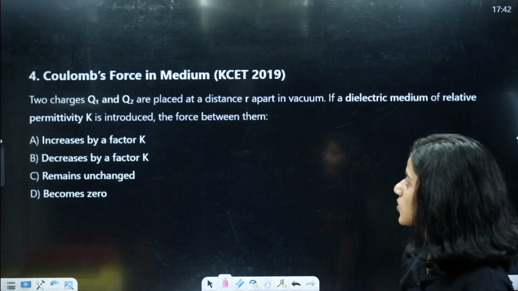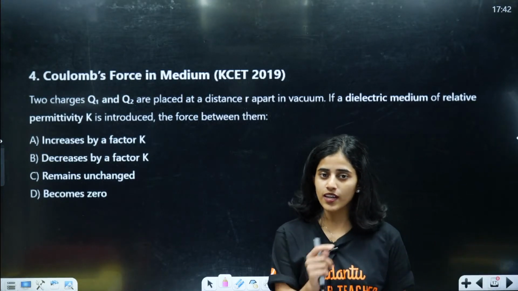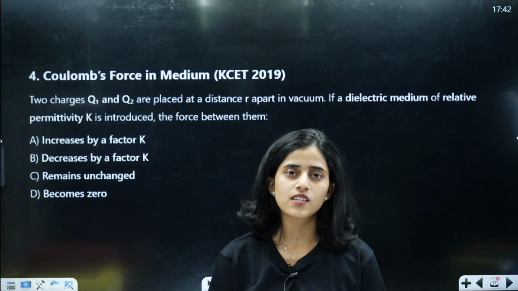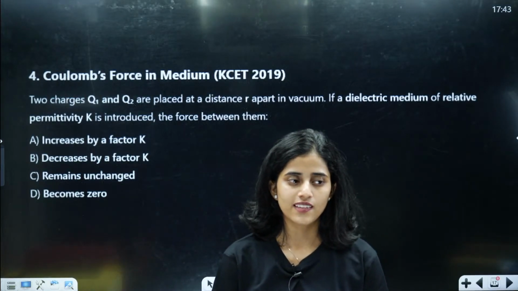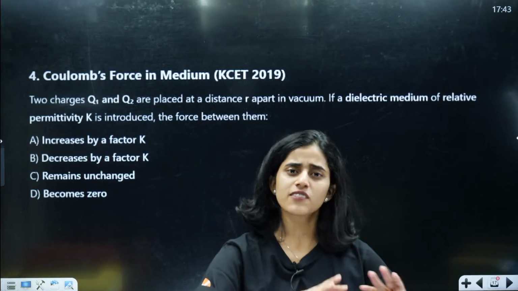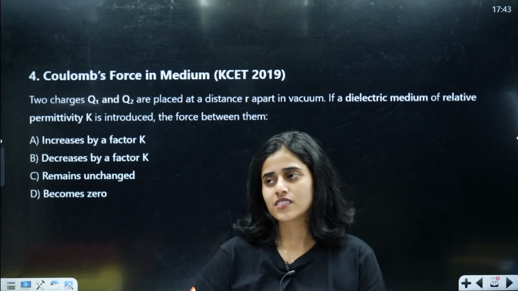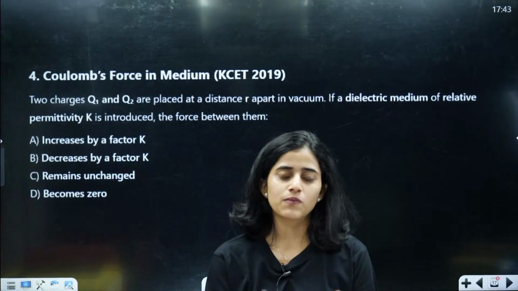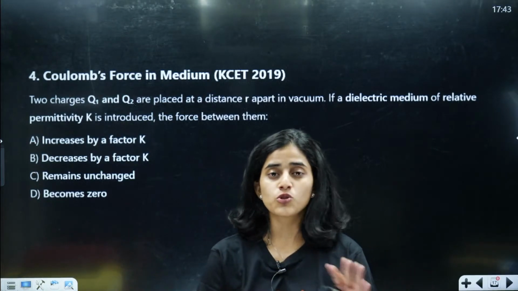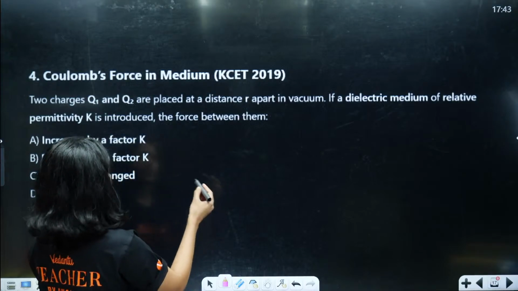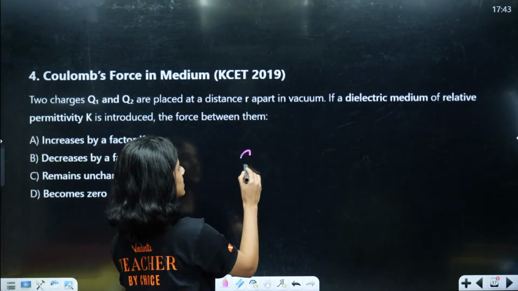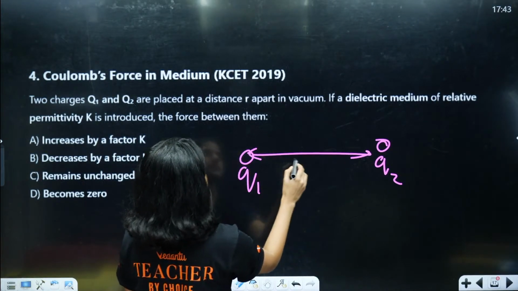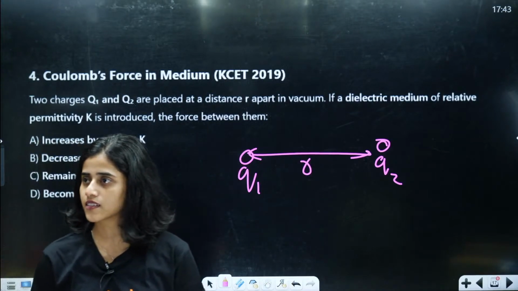The next question is again using Coulomb force. One thing I want you to know: the formula 1 by 4 pi epsilon 0 q1 q2 by r square is for 2 charges in free space. They're not in any medium, not inside anything, they're free. So they don't depend on anything in between them, only their charges and the force between them. There's no medium. In this question, 2 charges q1 and q2 are placed at a distance r apart.